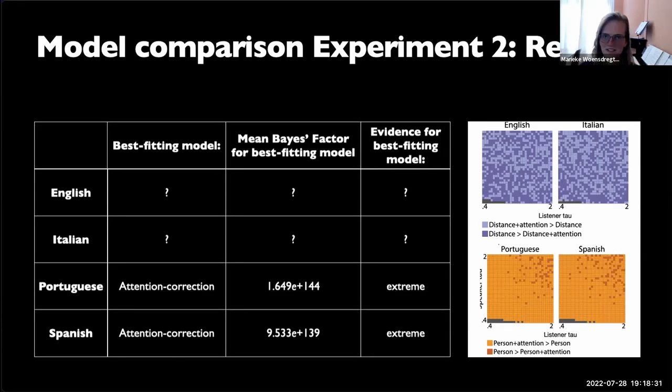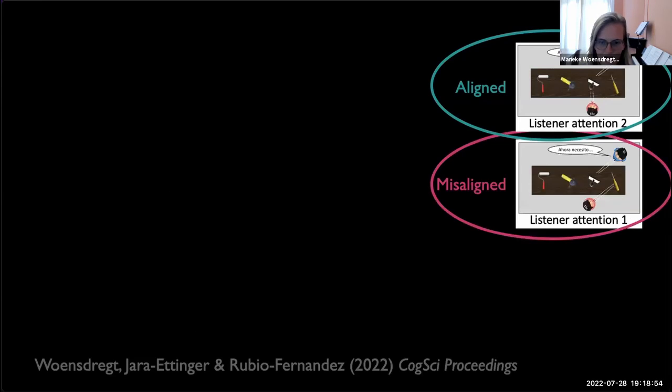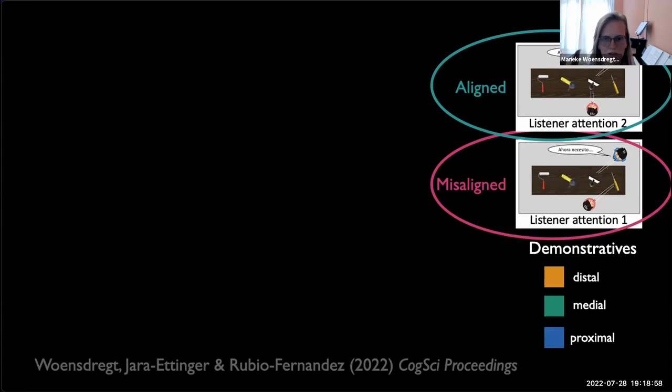Here you see the robustness check across a range of parameter settings, where you see that for English and Italian, which model fits best depends a lot on the parameter settings, whereas for Portuguese and Spanish, overall the attention correction variant performs better than the baseline person-oriented model. So I can show you an example trial or 2 example trials from the experiment, just to give you a more detailed idea of what happens.